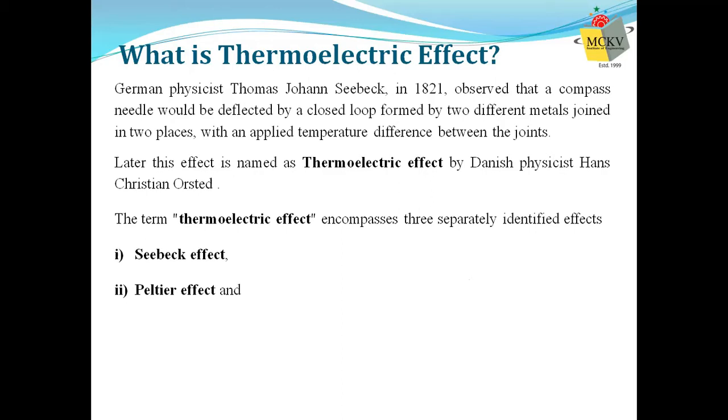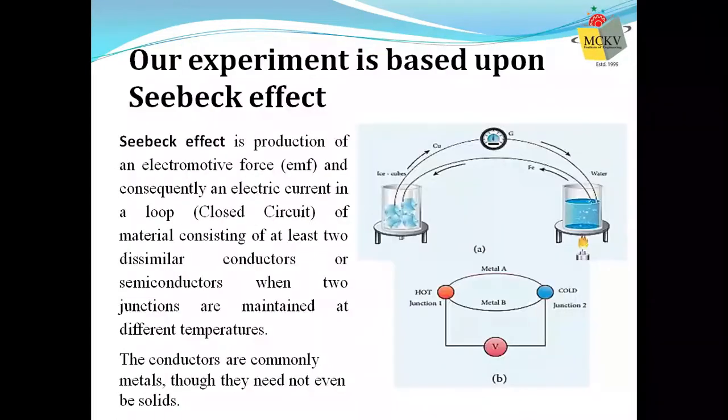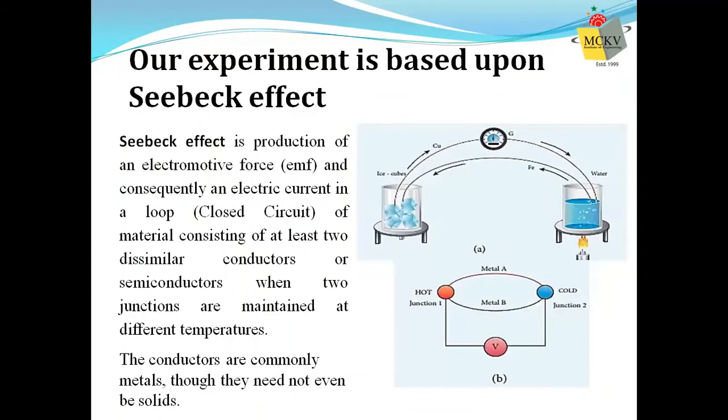So there will be a temperature gradient or a thermal gradient that will be developed due to the flow of current. Seebeck effect is the opposite. Due to the thermal gradient, there is a current flowing in the circuit. And Peltier effect is due to current flowing in the circuit, there will be a thermal gradient developed when two different metals are joined together. Thomson effect is basically an extension of the Peltier-Seebeck model. So, in this experiment, our focus will be on Seebeck effect.